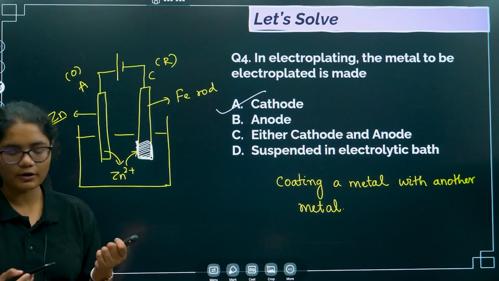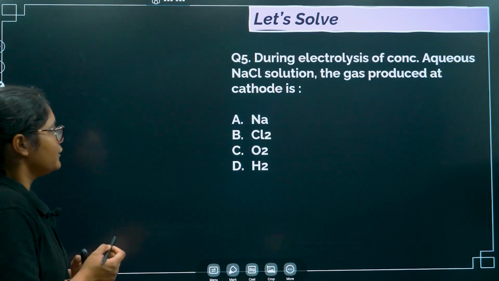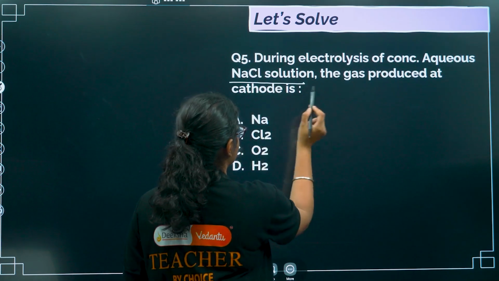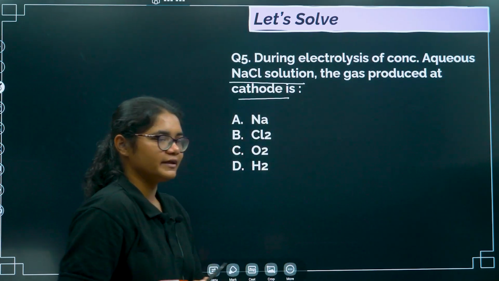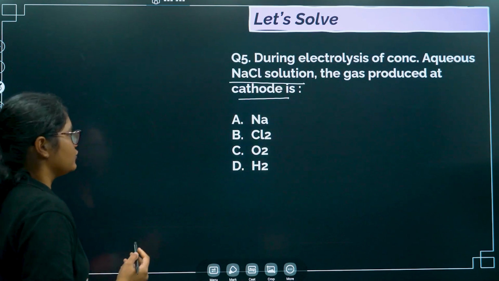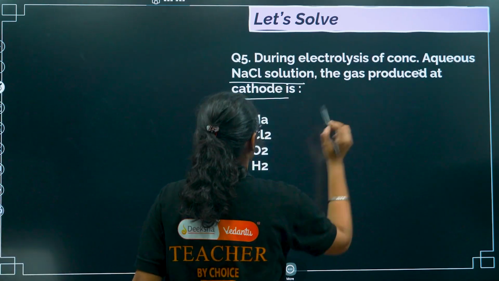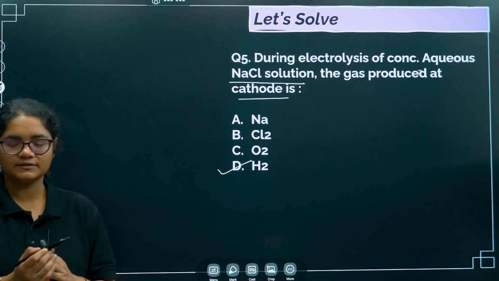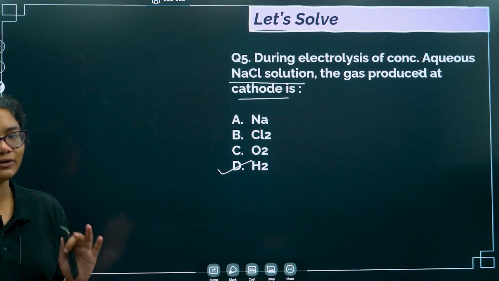Okay, now coming to the next one. During electrolysis of concentrated aqueous NaCl solution, the gas produced at cathode. So just now we have seen, right, at cathode which gas will be produced. So at cathode, since aqueous solution is taken, hydrogen gas will be produced, right? So the correct answer for this question will be hydrogen gas.